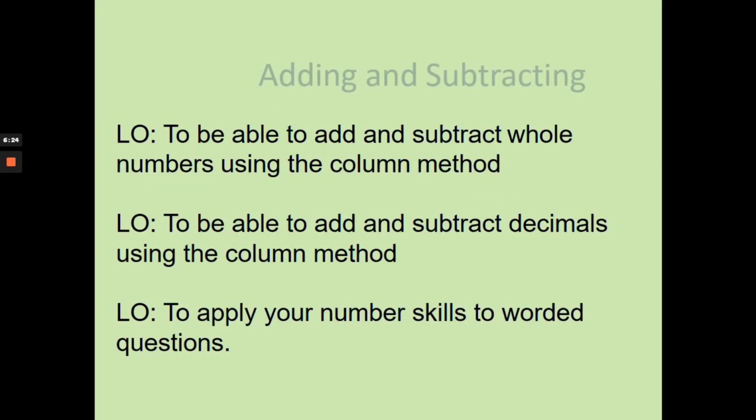And finally, these were the lesson objectives. To be able to add and subtract whole numbers using the column methods, that was the first thing that you did. Then we moved on to adding and subtracting decimals. And at the very end, we've applied all of this and put it into word questions. So well done. What will follow next is some clips to help explain the column addition and subtraction further.